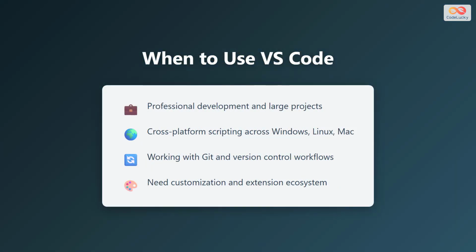Visual Studio Code shines in different situations. For professional development and large projects, VS Code's advanced features and extensibility make it the better choice. If you're doing cross-platform scripting across Windows, Linux, and Mac systems, VS Code's availability on all these platforms is essential. When working with Git and version control workflows, VS Code's built-in Git integration streamlines your development process significantly. Finally, if you need extensive customization and want access to a rich extension ecosystem to tailor your editor to your exact preferences, VS Code is the clear winner. Both editors have their place, and your choice depends on your specific needs and working environment.